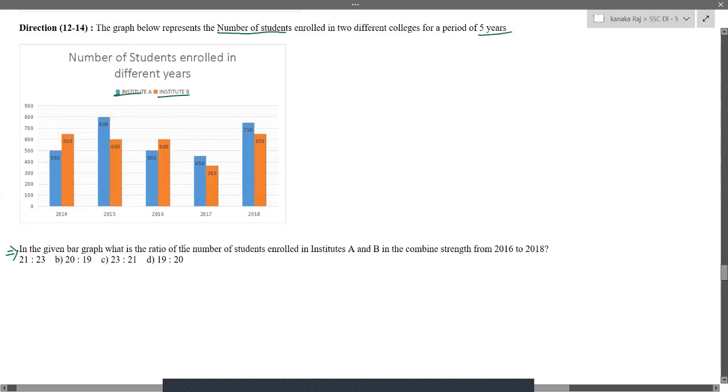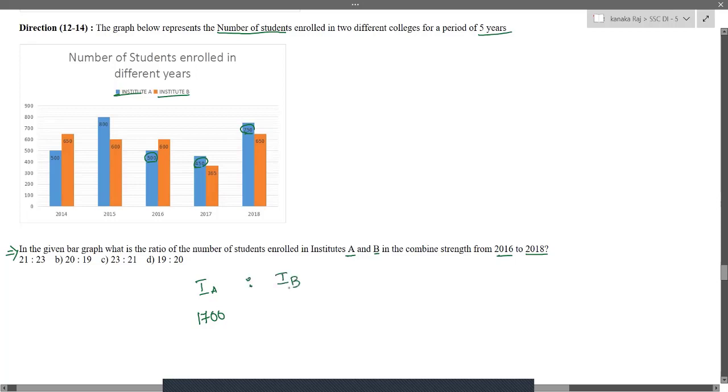What are they asking? In the given bar graph, what is the ratio of number of students enrolled in Institute A and Institute B in combined strength from 2016 to 2018? Meaning we need to find out the number of students who registered in Institute A for 2016, 17 and 18. What are those? 500 in 2016, 450 in 2017, that is 950, plus 750 in 2018. So totally how many students enrolled for Institute A? Totally, there were 1,700 students who enrolled for Institute A from 2016 to 2018.